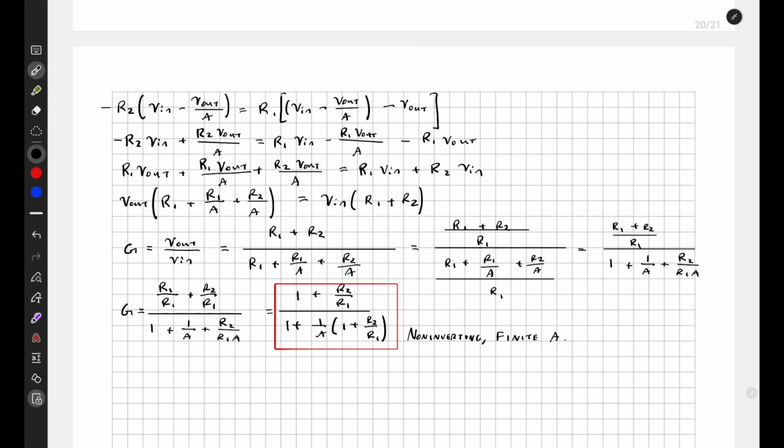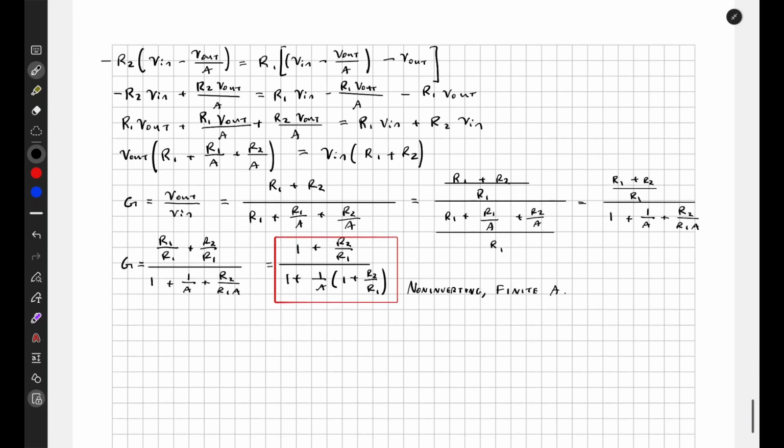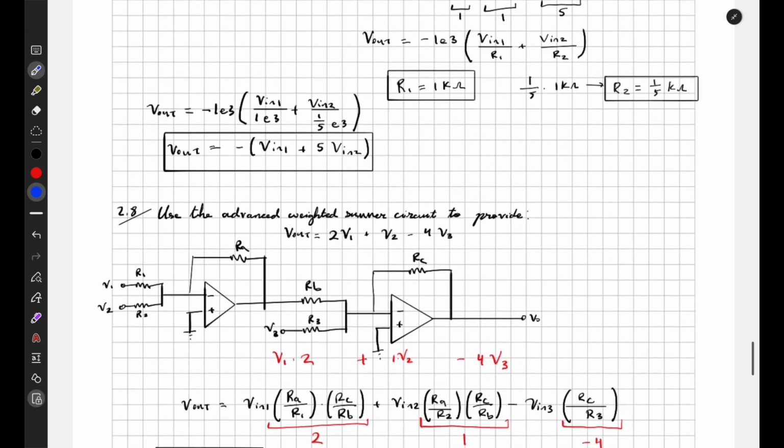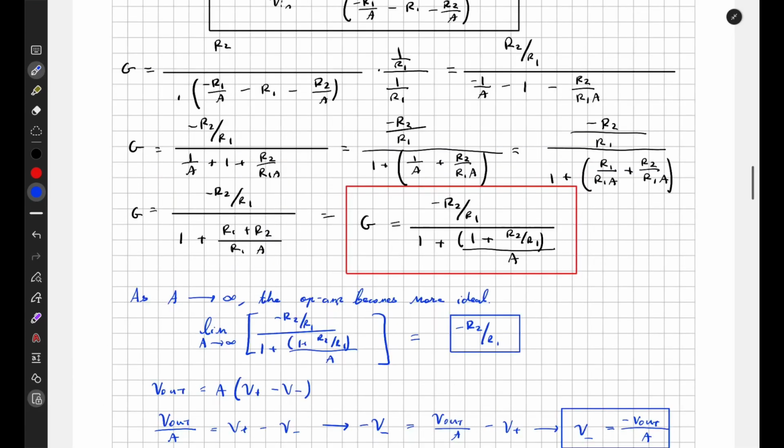Okay, for one moment, let us recall the inverting. The finite open loop gain, but it was on the inverting configuration. So recall the inverting configuration equation. That was, so that was this one.